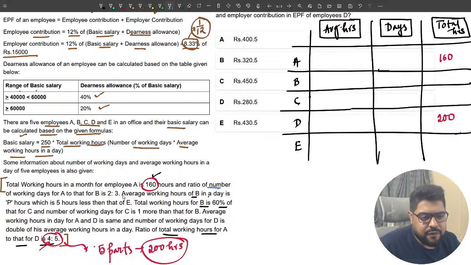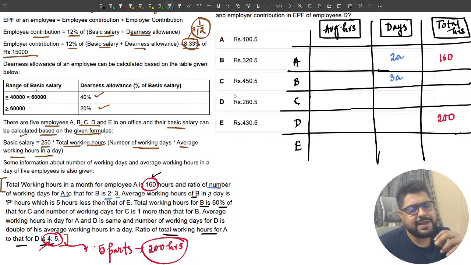Now, the ratio of the number of days worked by A to B is 2:3. So if I say this is 2A, this is 3A. I'm putting down all the data that I can. I'm doing it in a very puzzle-type way. You guys solve puzzles like this, right?